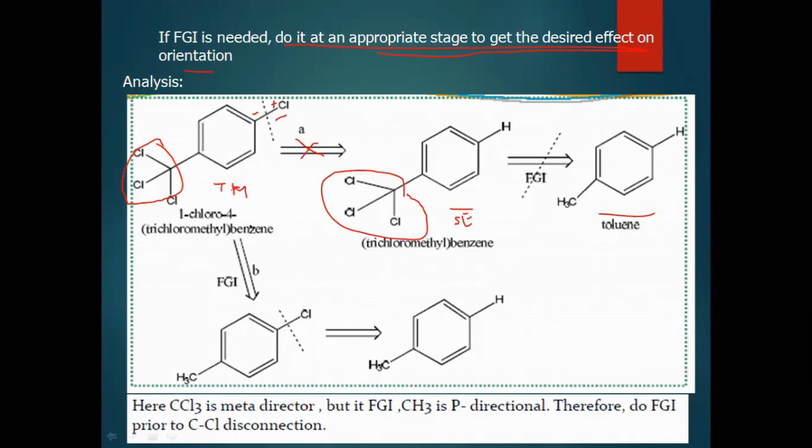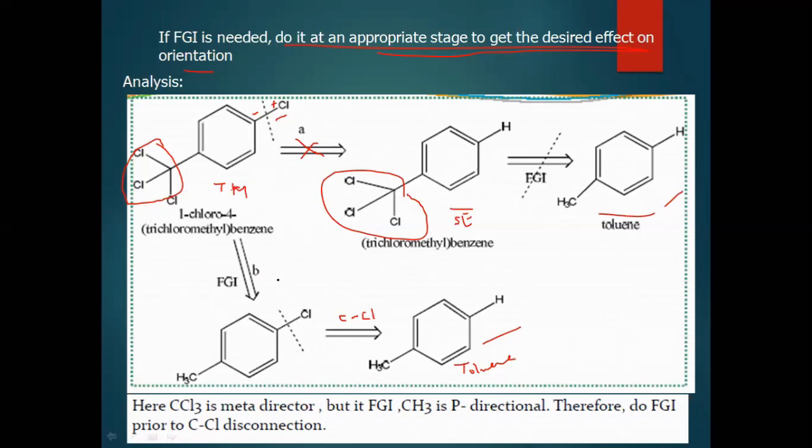In path B, first you are planning to convert the existing CCl3 into the CH3, that is FGI, substituting the already present group with the CH3. And later you are concentrating on the C-Cl disconnection. If you do the C-Cl disconnection, then you will get the toluene. So in both the cases, you will get the toluene, right? In path A and path B, the starting material is toluene. But you need to be cautious whether we need to follow the path A protocol or path B protocol.